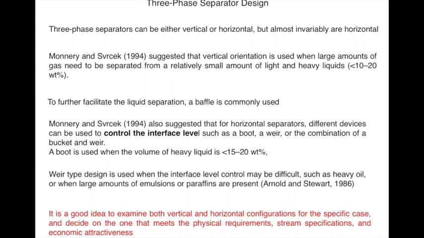So what he suggests is that vertical orientation should be used when a large amount of gas needs to be separated. When the gas quantity is too much, the vertical separators are used; they can handle it. The heavier liquid and light liquid should be less than 10 to 20 weight percent, right? These are some generalizations which have been made over a period of time, with experience and with many research studies. It's found that the vertical orientation is more useful when the bulk amount is gas and needs to be separated.